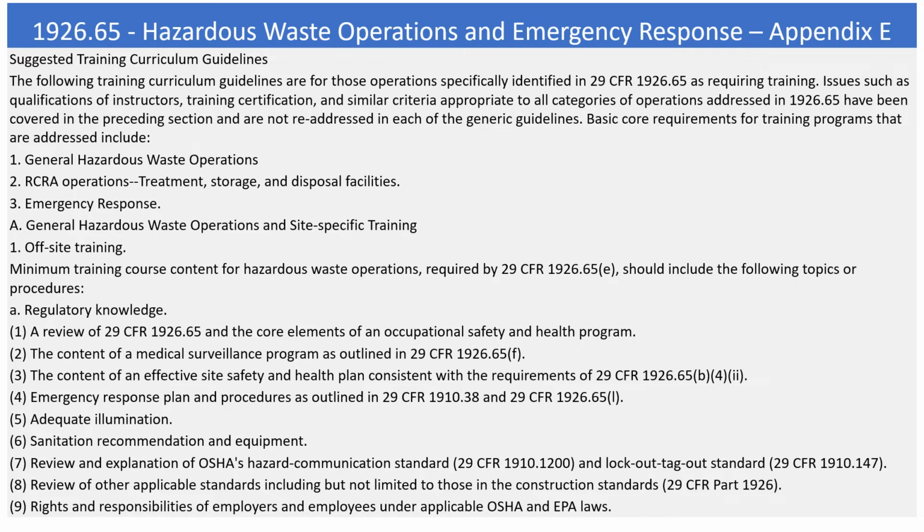A. Regulatory knowledge. 1. A review of 29 CFR 1926.65 and the core elements of an occupational safety and health program. 2. The content of a medical surveillance program as outlined in 29 CFR 1926.65 (f). 3. The content of an effective site safety and health plan consistent with the requirements of 29 CFR 1926.65 (b). 4. Emergency response plan and procedures as outlined in 29 CFR 1910.38 and 29 CFR 1926.65 (l).